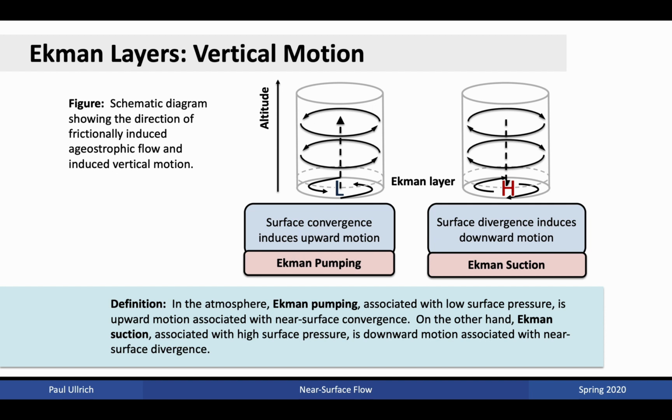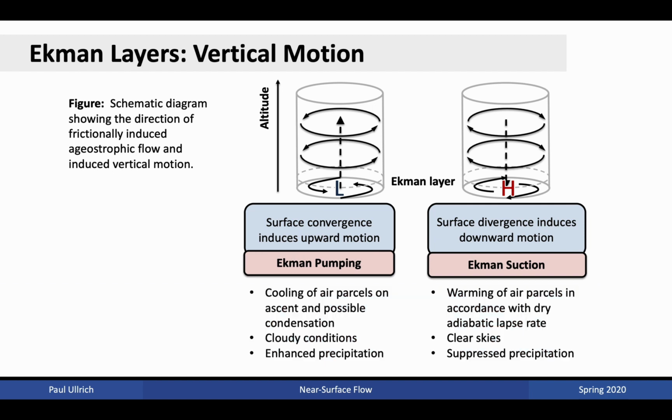So more formally, Ekman pumping is associated with low surface pressure, is upward motion above the Ekman layer that is driven by near surface convergence, and Ekman suction, on the other hand, is associated with high surface pressure, is downward motion that is associated with near surface divergence.